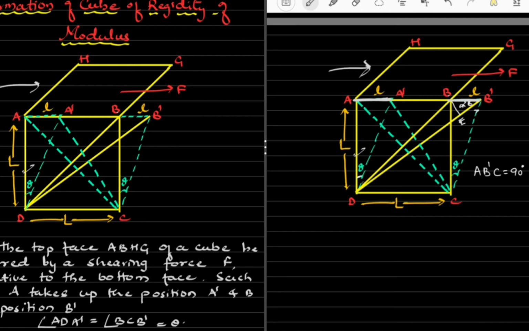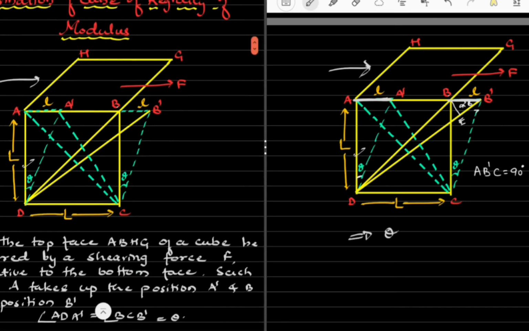So this relative displacement will make an angle theta, that is angle A dash D and B dash C we can call, otherwise AD A dash and B C B dash. So now here this triangle is equal to the theta. So here I have written.